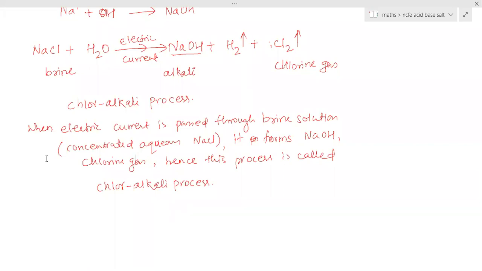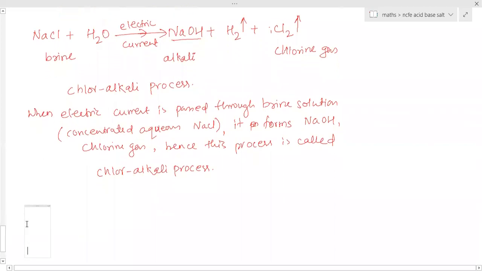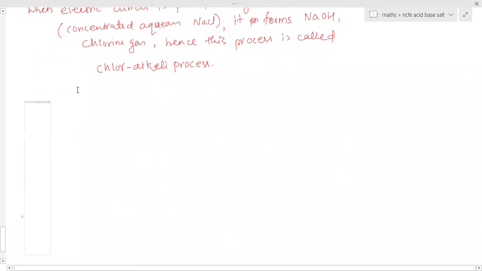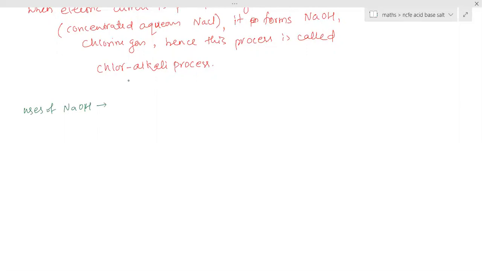So, use of sodium hydroxide, where do we use sodium hydroxide? Do you know where we are using it? Where do we use sodium hydroxide? It is used in making synthetic fibers. Sodium hydroxide is used in preparation of synthetic fibers.